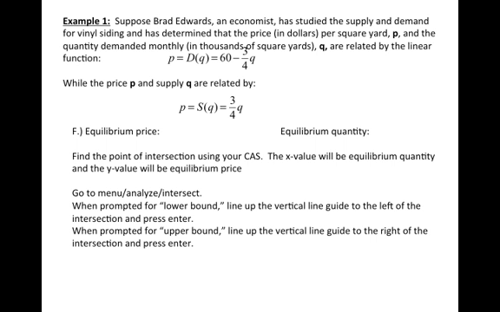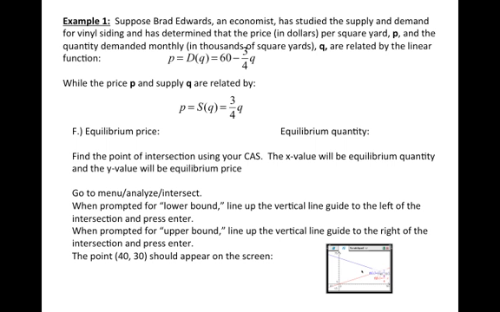Then arrow, after that, you'll be prompted for upper bound. Arrow the vertical line guide to the right of the intersection and press enter. And then the coordinates 40, 30 should appear on your screen. Okay, that means that the equilibrium quantity is 40,000 square yards of vinyl siding, and the equilibrium price is $30 per square yard.